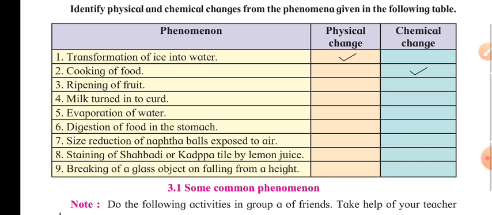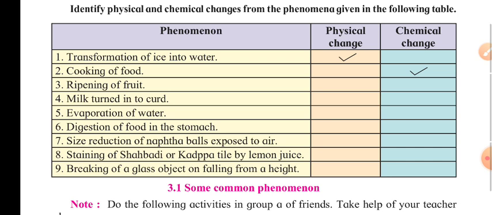But if I talk about the other kind of changes, like if we have a raw mango which is green in color, if it ripens after a few days, then it will get converted to a different color. From green it will get converted into a yellowish color, and the taste also changes. The raw mango which is sour in taste will get converted into sweet in taste after ripening of the fruit.